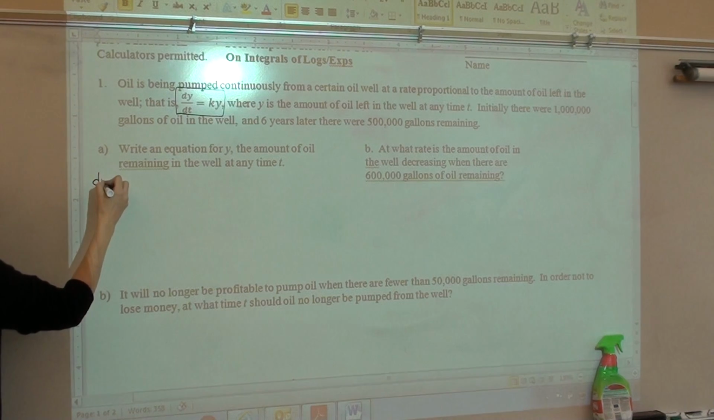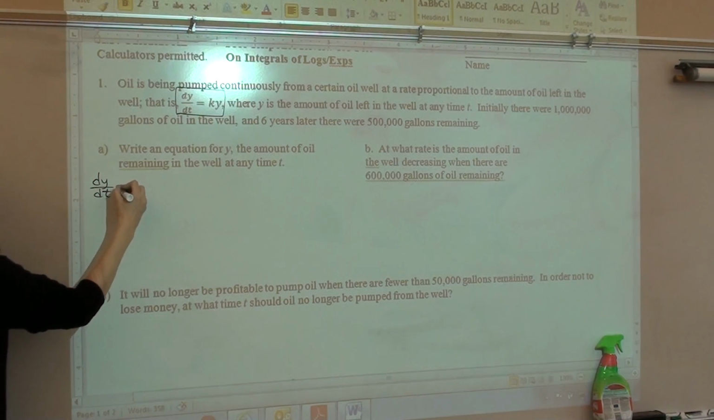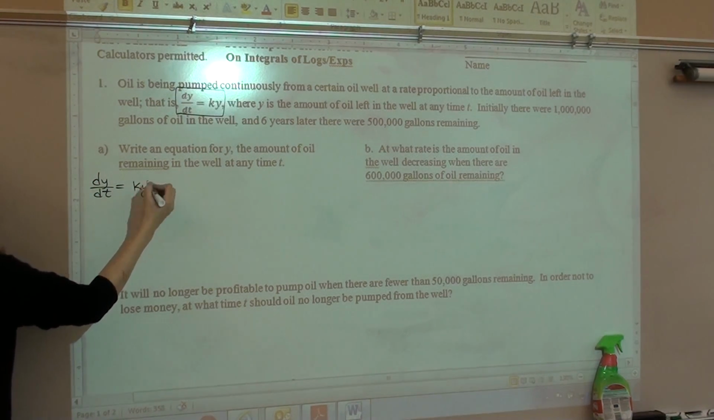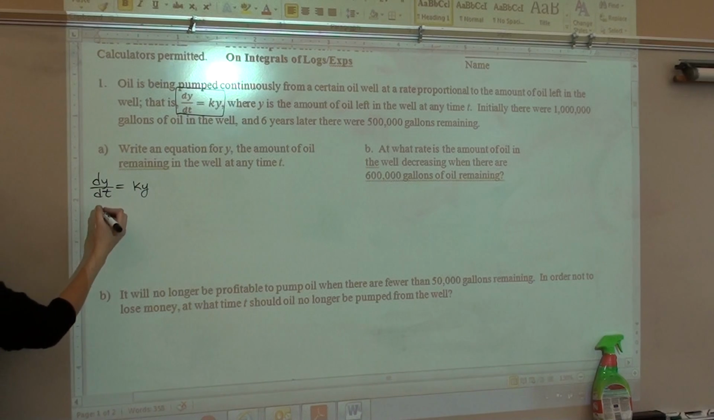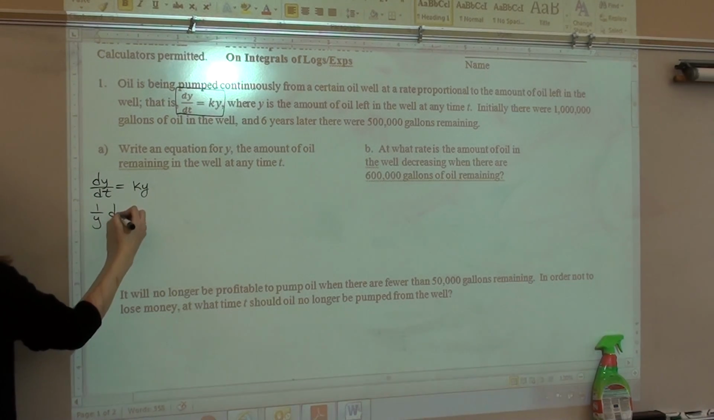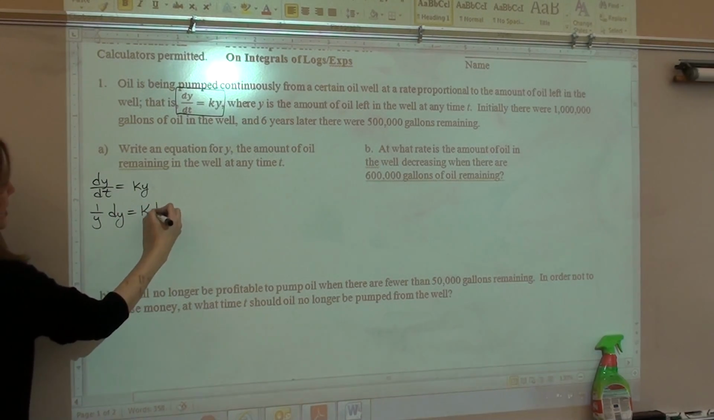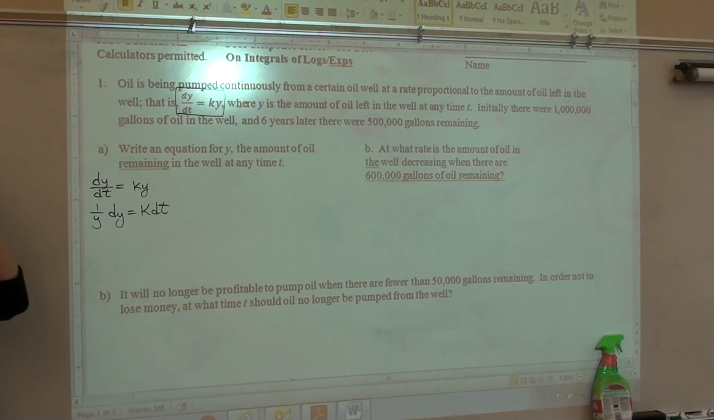Okay, so you all got your quizzes back. You did very well on your quizzes as far as solving differential equations. Overwhelmingly, most people know how to do this and know how to do it well. So you have dy/dt equals ky. What's the first thing we do? Divide by y and multiply by dt. Beautiful. We have to separate the variables. So we get 1 over y dy equals k dt.